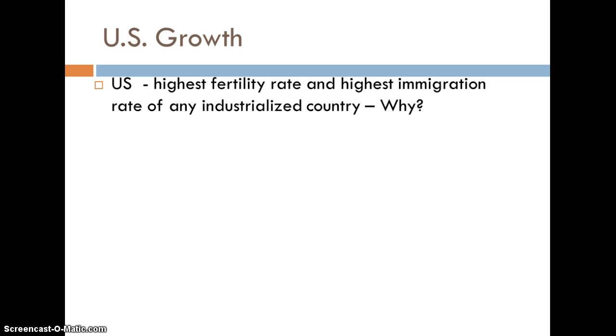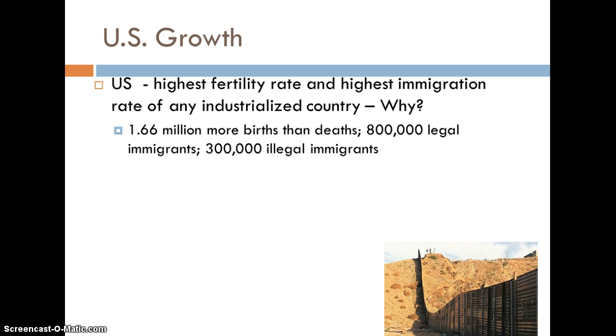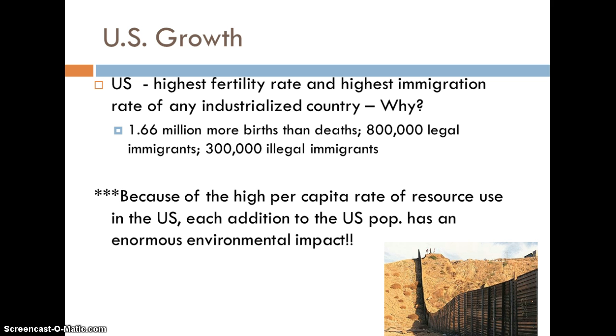Now, of all the developed or industrialized countries, we here in the U.S. do have the highest fertility rate and the highest immigration rate. We have about 1.66 million more births than deaths, but we also have 800,000 legal immigrants and 300,000 illegal immigrants. But the problem is we have a higher per capita or higher per person rate of resource use, so each addition to our population has much more of an environmental impact than the addition of someone to another country's population.